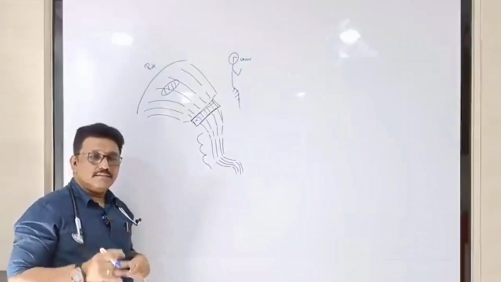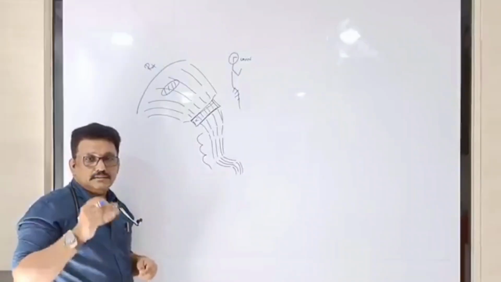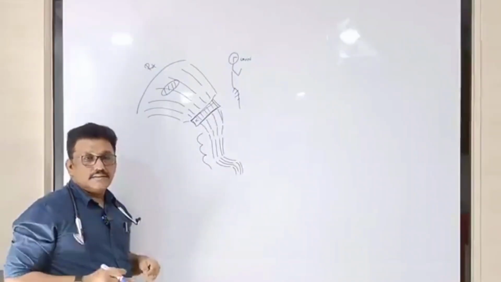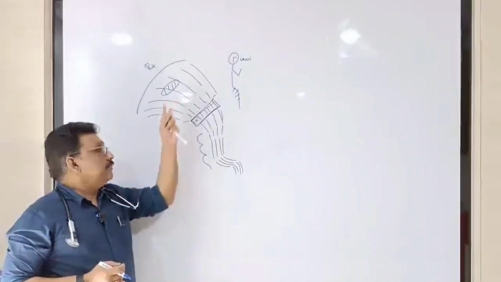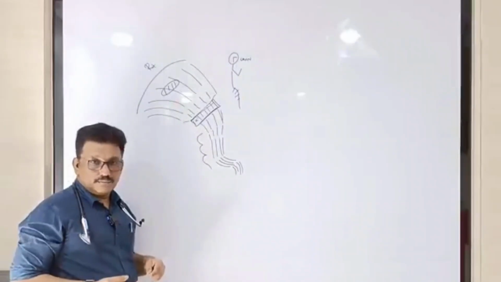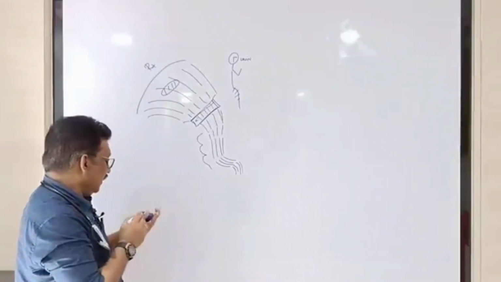But they can have associated symptoms: the patient can have seizures, headache, vomiting, raised ICP features like bradycardia. All these things can be there. Some patients can have visual disturbance also. So that is about that lesion.